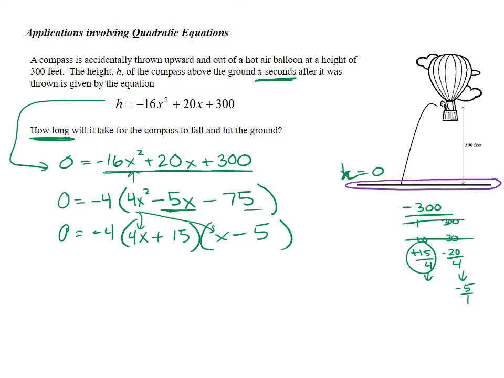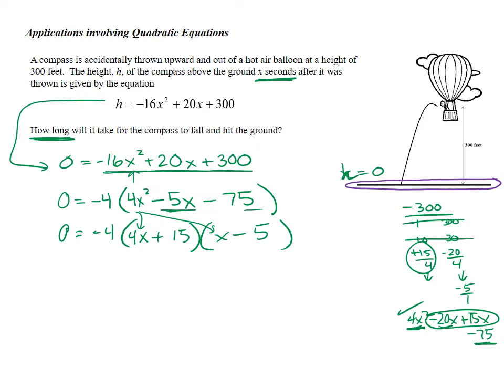Take a moment to double check that you factored that correctly. So I'm going to do a little check over on the side. 4x times x is 4x squared. Outside terms, negative 20x. Inside terms, positive 15x. And lastly, I have 15 times negative 5, which is negative 75. There's my first term that I wanted, 4x squared. My last term is negative 75. When I add up the two in the middle, I do get the negative 5x.